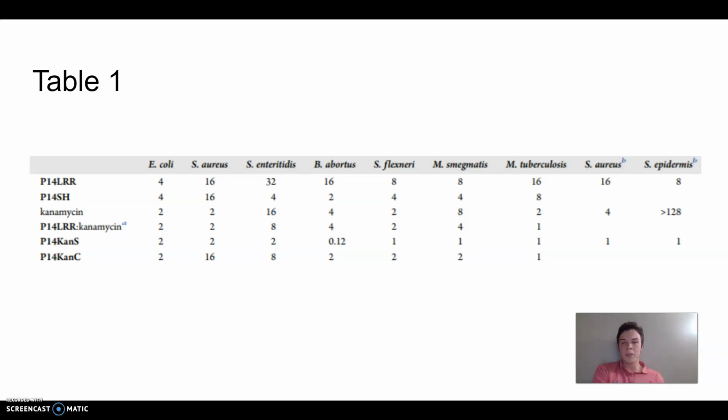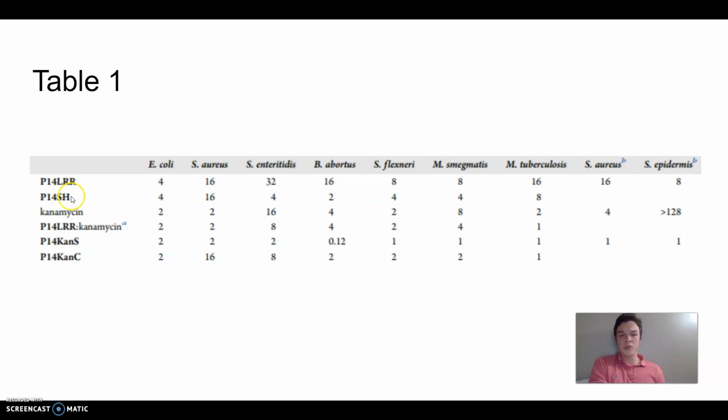Results from doing this experiment are shown here in Table 1, and they show that the P14 CAN-S conjugate had very low MIC values that range from 0.12 micromoles to 2 micromoles. When compared to P14LR, we see that the P14 CAN-S conjugate is 2 to 32 times more active than the P14LR peptide alone.